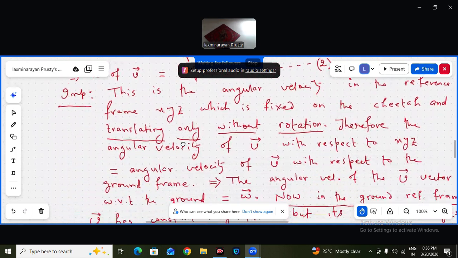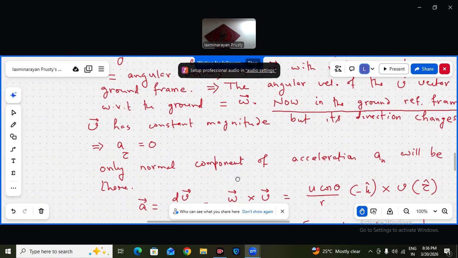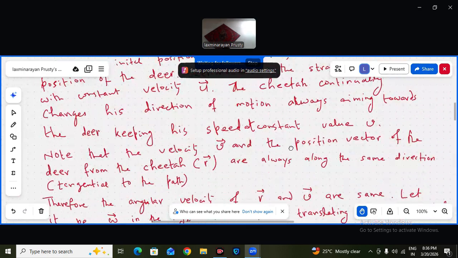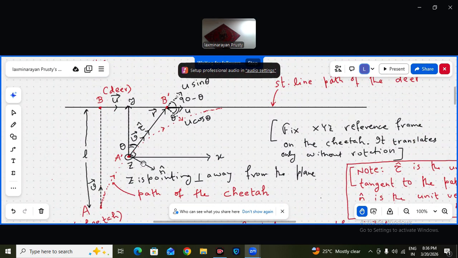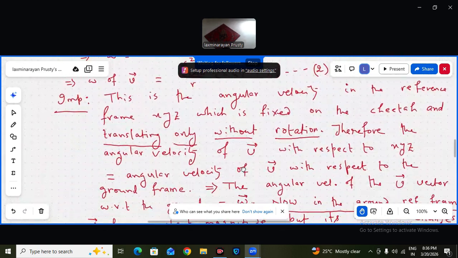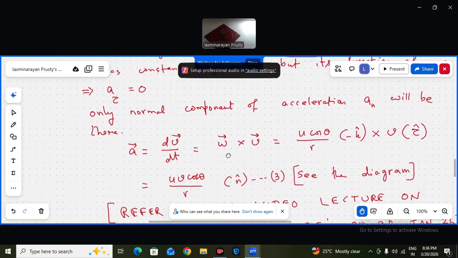So only normal component an will be there. Along n cap direction, acceleration will be there because it's a curved path. But tangent to the path, there will be no acceleration, because tangent to the path, the velocity magnitude doesn't change. So a tangential is 0, only an will be there. This is the an, acceleration in n cap direction, which is normal to the path. That is the so-called centripetal acceleration.